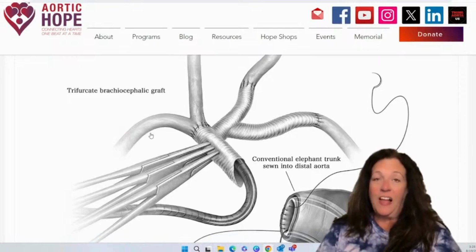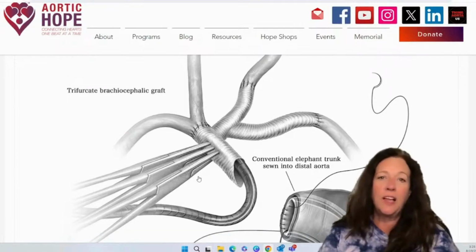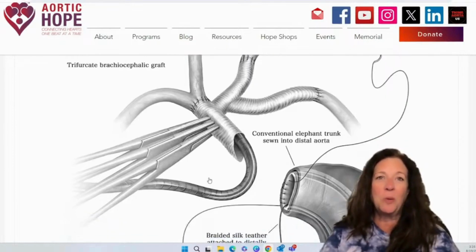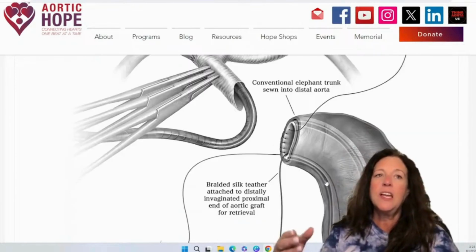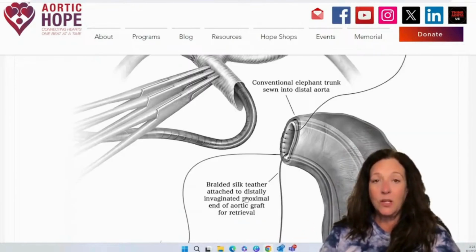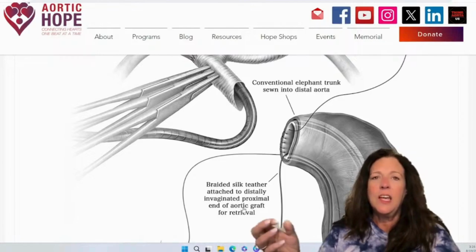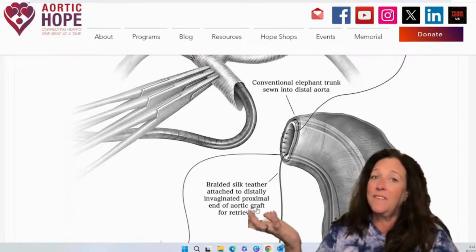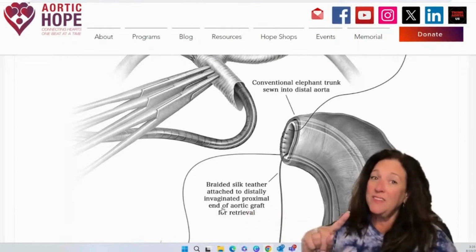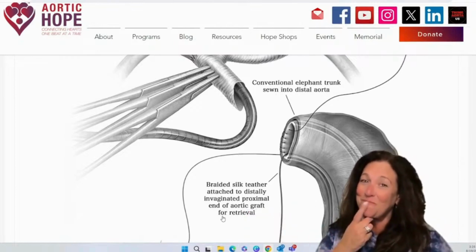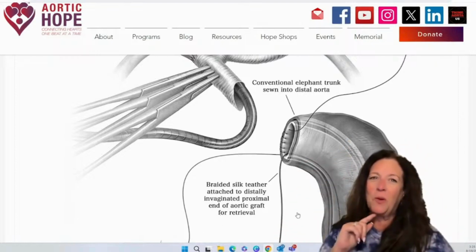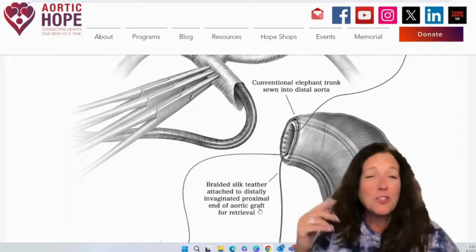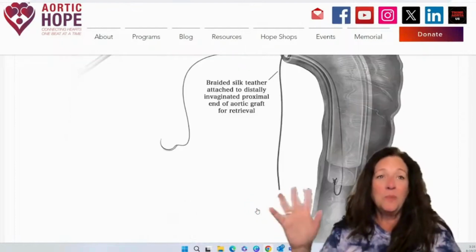Trifurcate brachiocephalic graft. That's just doing a lot of things. We're going to read about that, I'm sure, in a moment. Conventional elephant trunk sewn into the distal aorta. So here is braided silk tether attached distally, invaginated, I'm not sure how to pronounce that. Proximal end of aortic graft for retrieval. I have no idea how to pronounce half this stuff. I'm working really hard here.